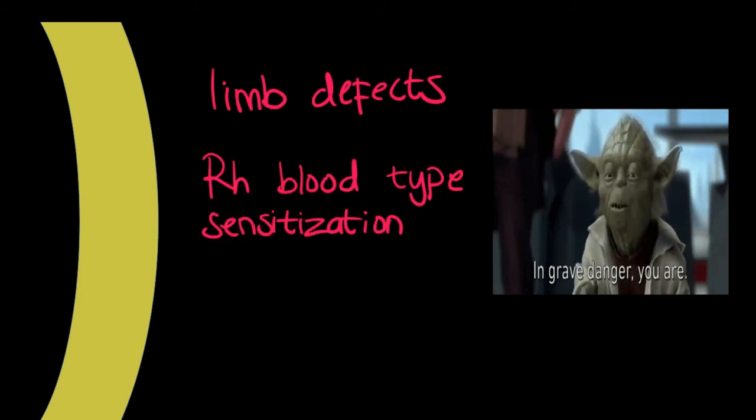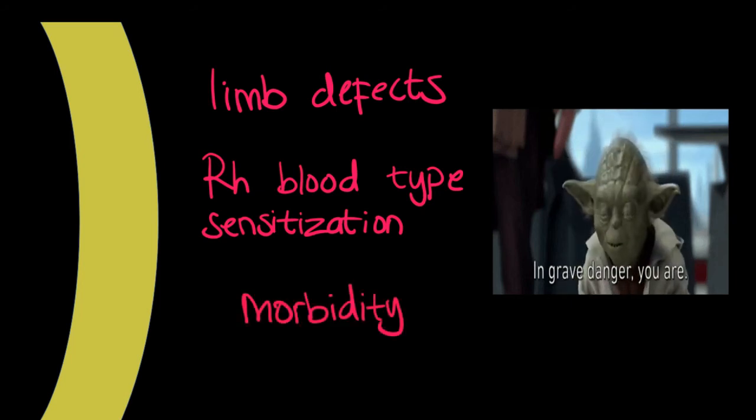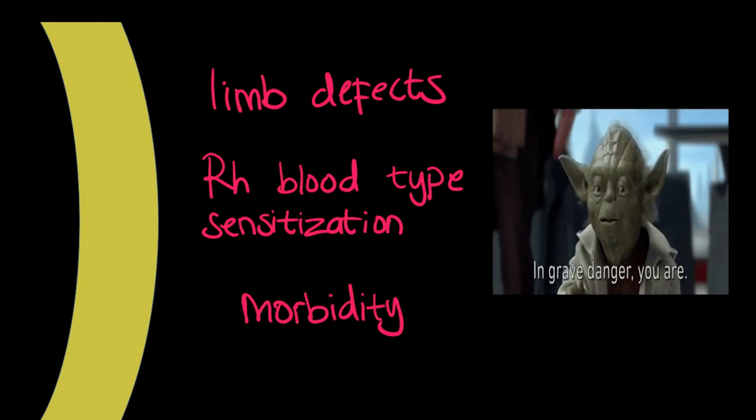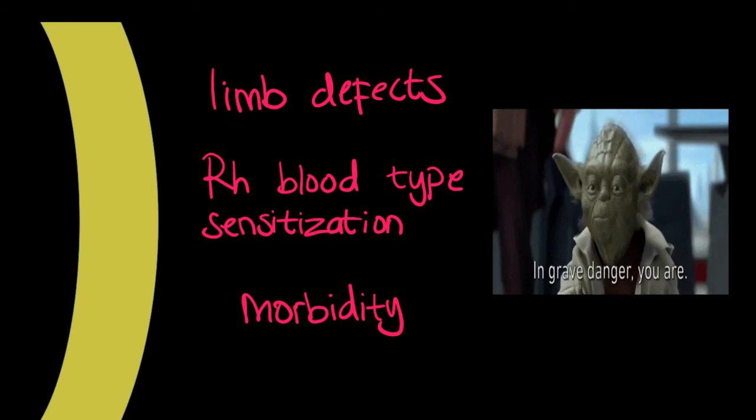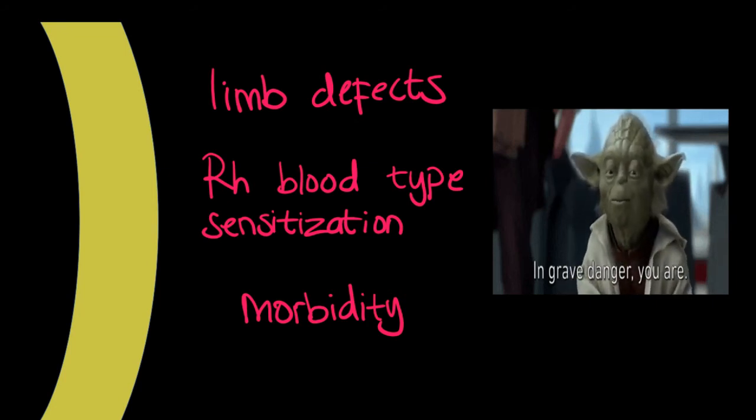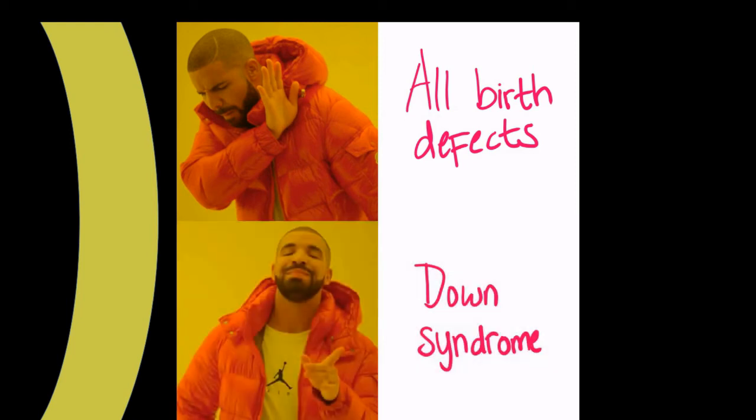However, CVS can also endanger the fetus by causing limb defects, maternal rhesus blood type sensitization, and morbidity. It also poses a risk of maternal cells being sampled instead of fetal cells. Like many other prenatal diagnostic tests, the CVS technique is used to detect birth defects. It must be noted that CVS can't detect all birth defects. CVS can detect chromosomal abnormalities or specific genetic disorders only if there is a family history of that genetic disorder. Normally, the CVS technique is used in order to detect Down syndrome.